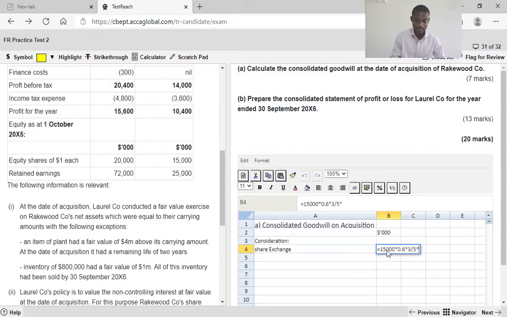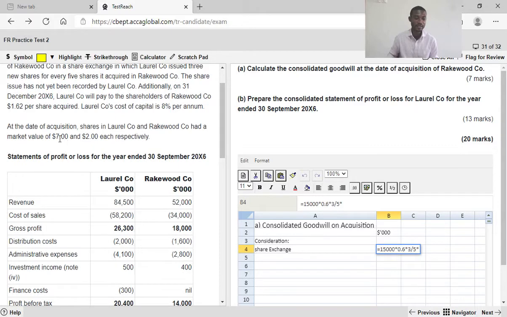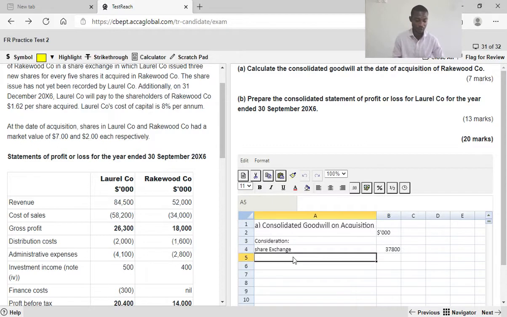Then times the market value, and the market value of Laurel Co shares on that date is 7. So I put in 7, and that should give us the value of the shares. So we enter. If you put the cursor back here, you see in the formula bar the formula, how you get that figure of 37,800.